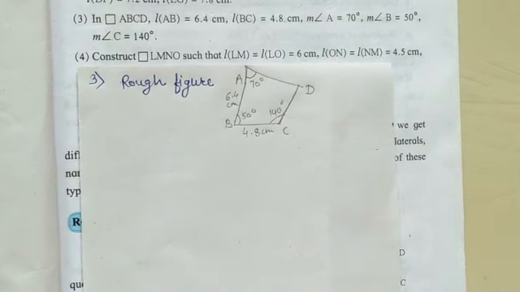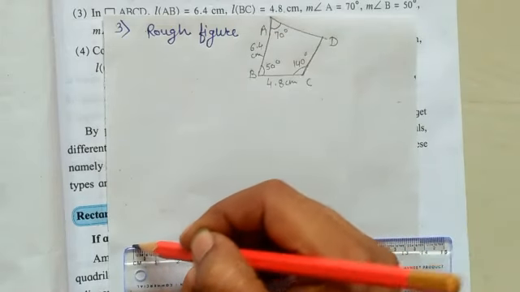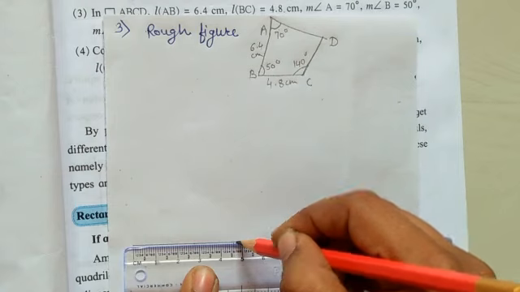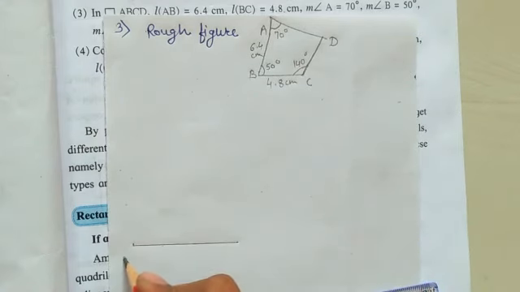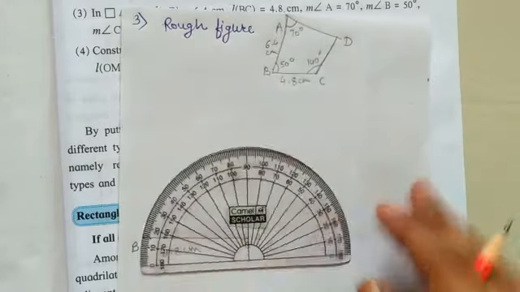Let's do it. Let's draw the baseline first. BC is 4.8 centimeter. Construct the angles. Angle B is 50 degrees.